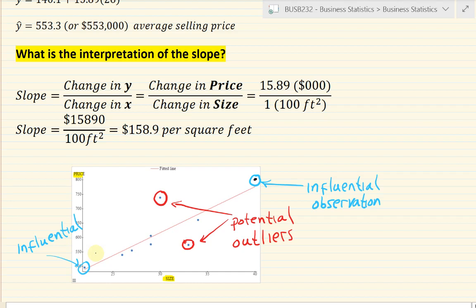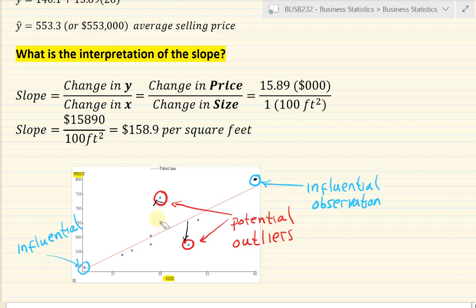And I have 2 potential outliers. Again, remember, outliers go in this direction, vertical, away from the regression line, not alongside but away from it in a vertical direction. So those are potential outliers.